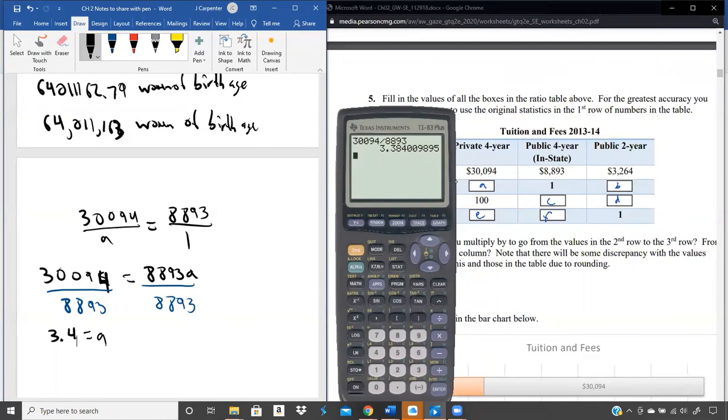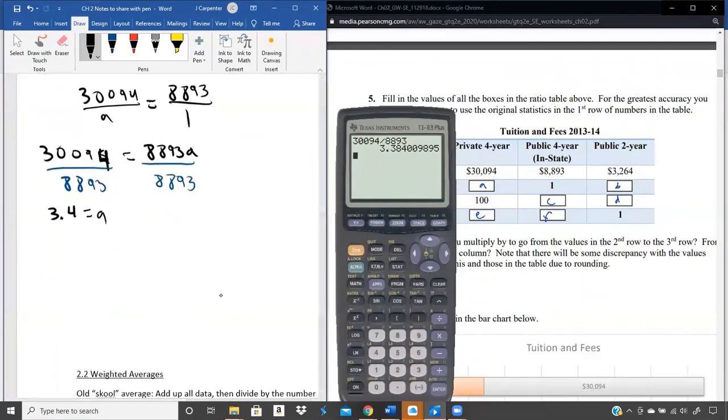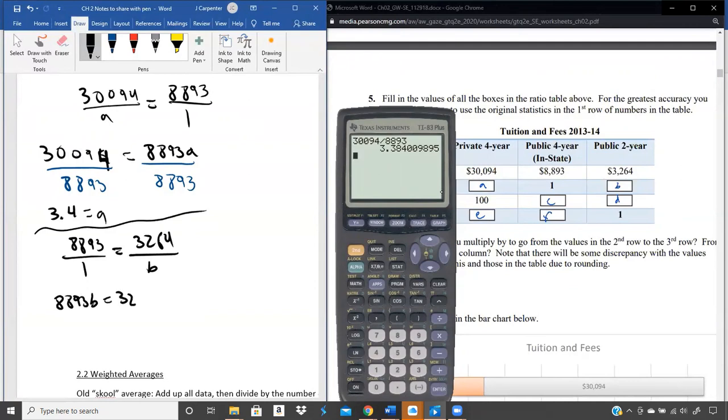I still have 3 numbers in corners and an unknown. So I'm going to go 8893 over 1 is equal to 3264 over B. Again, this is the box. These 4 right here, all snug next to each other. Cross multiply, you get 8893B equals 1 times anything is the anything, so 3264. Divide both sides by the 8893.